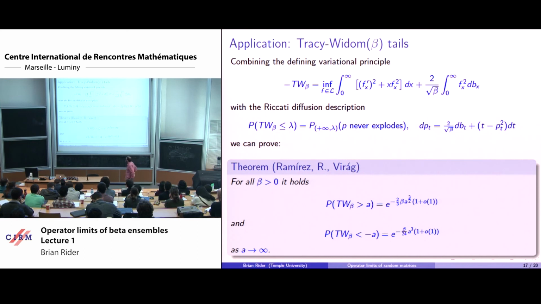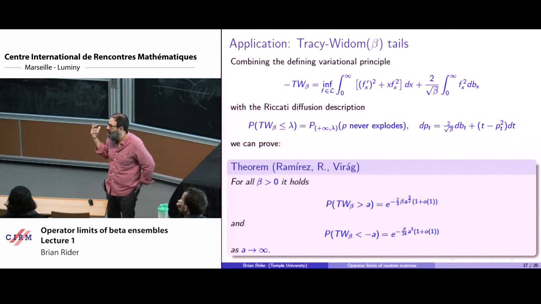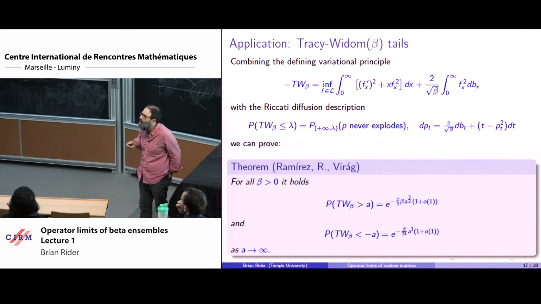So here's a corollary of the main theorem. This is again in the original paper with Jose and Berlin. For any beta, we have the following tail asymptotics for any Tracy-Widom beta. So the right tail looks like e to the minus 2/3 beta, a to the 3/2 with corrections. And the left tail looks like e to the minus beta on 24 times a cubed in corrections. Of course, for beta 1, 2, 4, you have Painlevé formulas, and you can get much more precise information. But what I'll show you is you can do this in a couple lines using probability, at least at leading order. And if you work harder, you can get further detail.